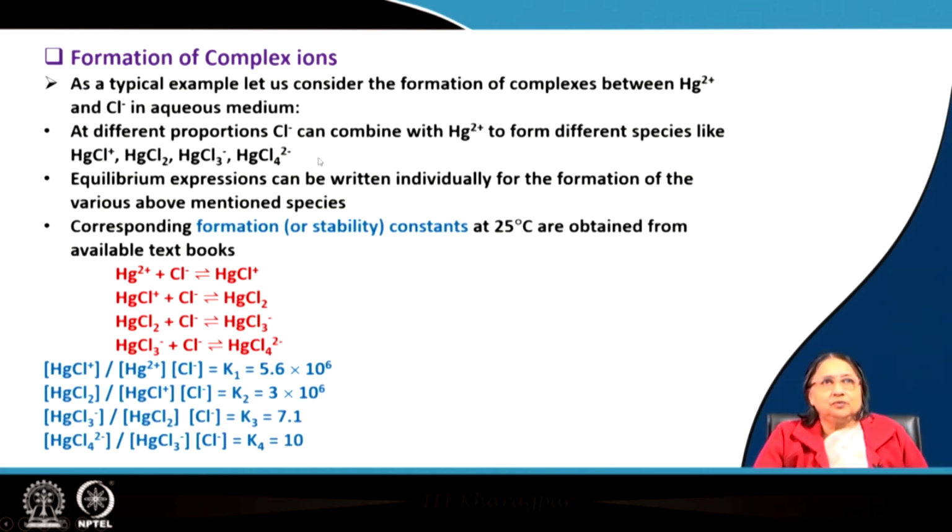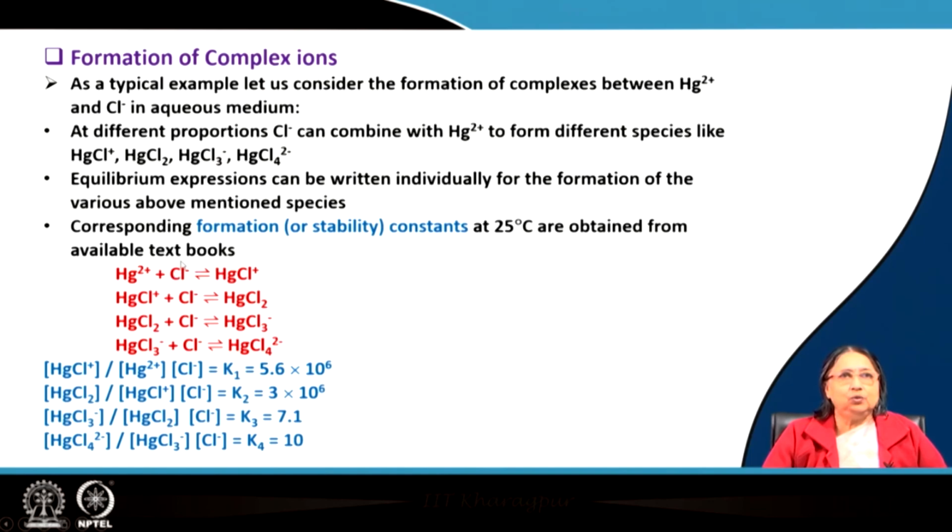Okay. How? Chloride can combine with Hg2 plus to form HgCl plus, it can form HgCl2, it can form HgCl3 minus, it can form HgCl4 2 minus also, depending on how much chloride is combined. Okay. So, here all the equilibrium expressions, equilibrium reactions are shown.